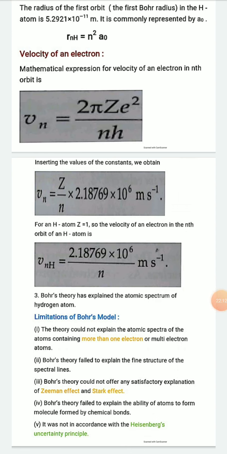And the next demerit or limitation of Bohr's atomic theory is that Bohr's theory failed to explain the ability of atoms to form molecules formed by chemical bonds. And the last demerit or limitation of Bohr's atomic model is that it was not in accordance with the Heisenberg uncertainty principle.